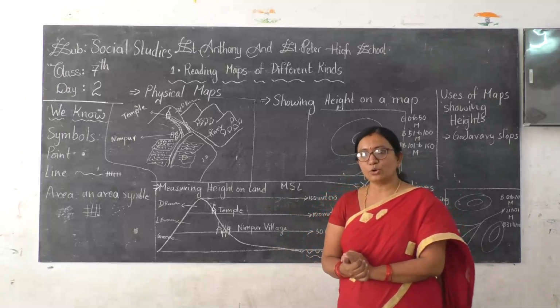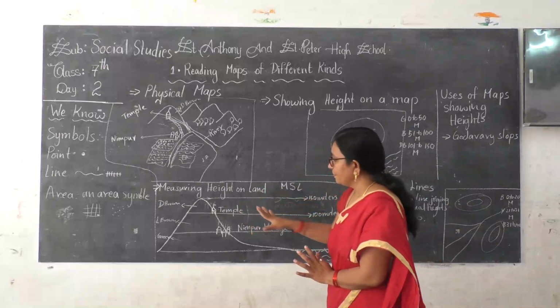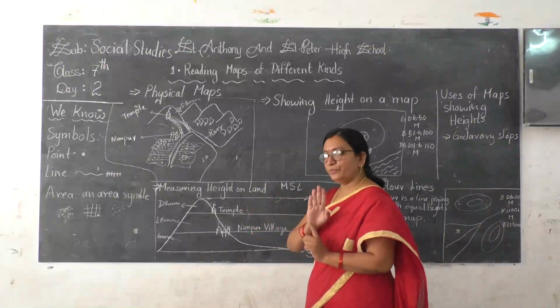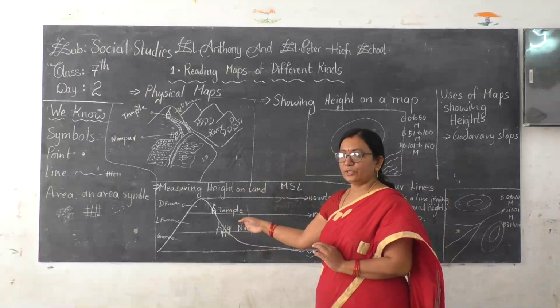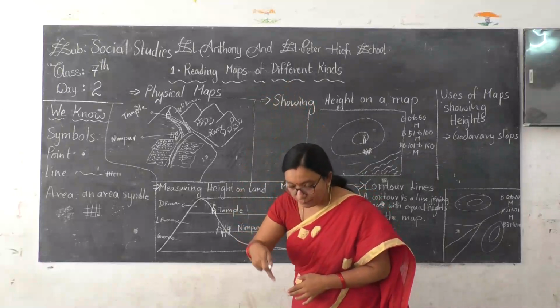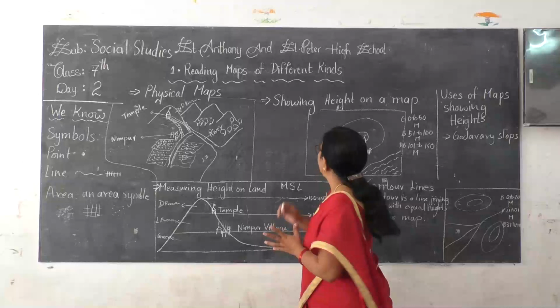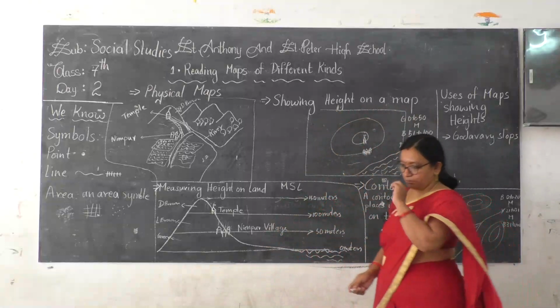Now this can show us the height of the village. The same it is from this view. We are able to observe this view of the Nimpur village. If we go up from the top, if we want to see the Nimpur village from the top, so this is the view showing height on a map.